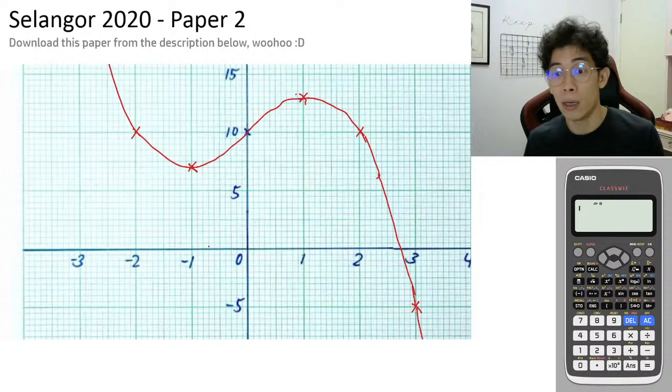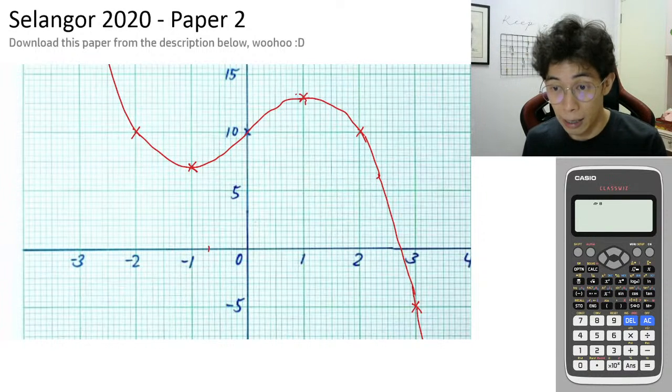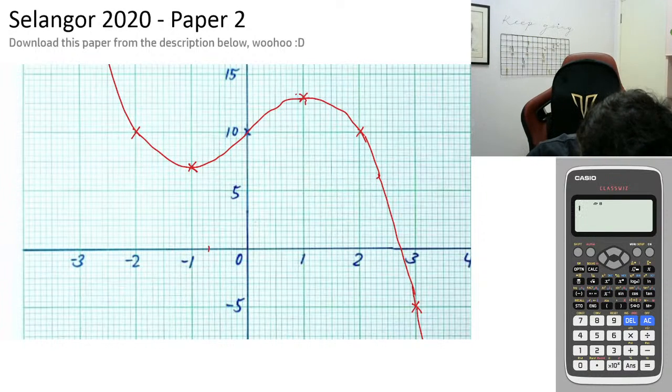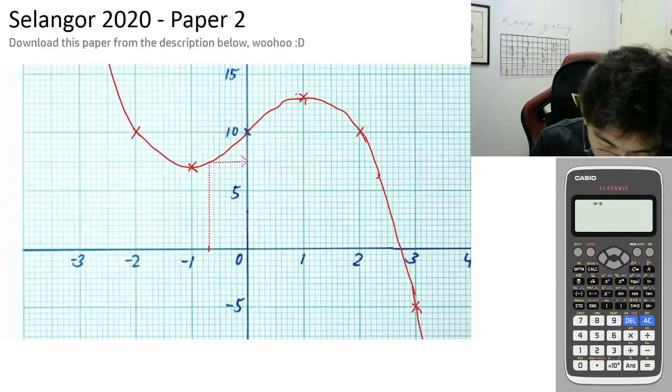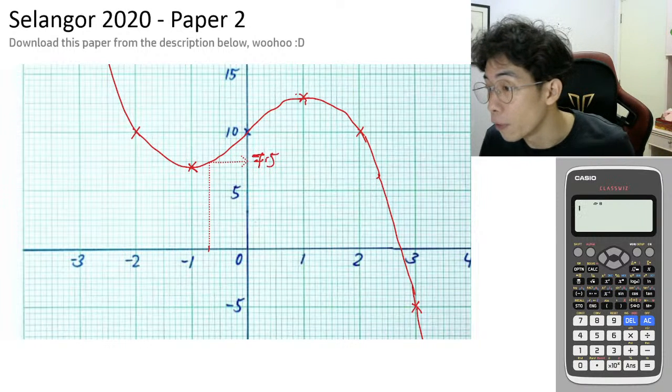Remember, do a dotted line. Use your ruler and pencil. I will be drawing it upwards now, dotted line. Then you reflect to the y. So for my case, what is my answer? My answer is 7.5.